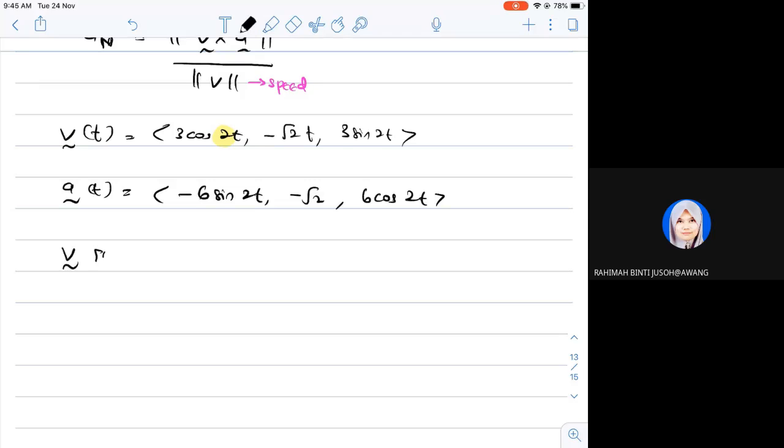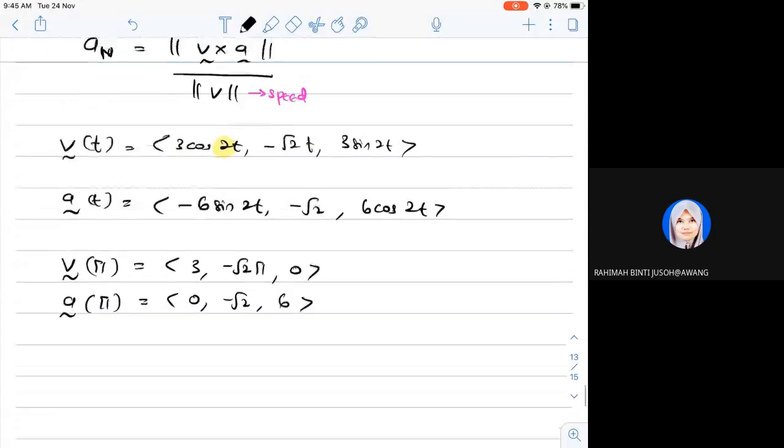So we need to substitute the value of t. V(pi) equals 3 cos 2 pi, which is 3, negative square root 2 pi, and 3 sine 2 pi, which is 0. Then we need to find the acceleration at t equals pi. Substituting again, we have negative 6 sine 2 pi, which is 0, negative square root 2, and 6 cos 2 pi, which is 6.